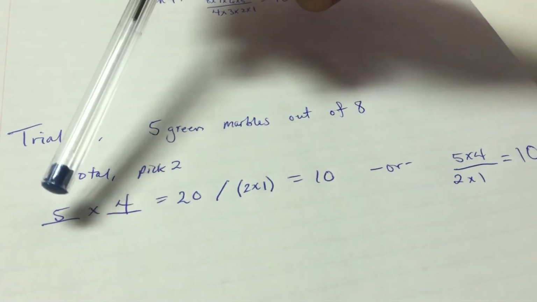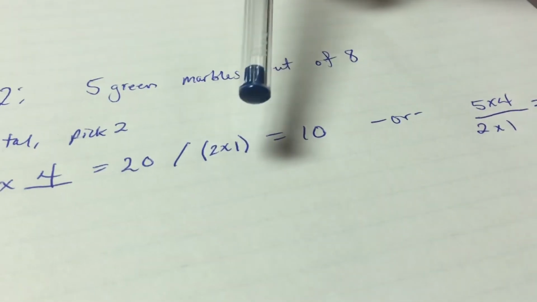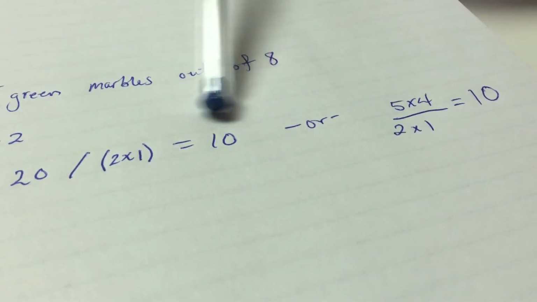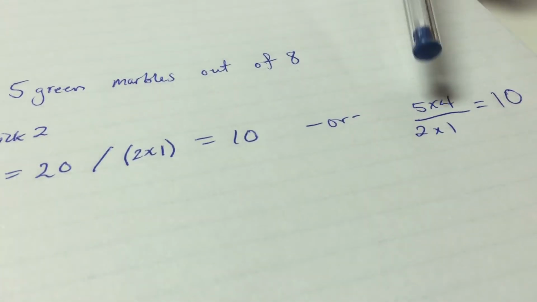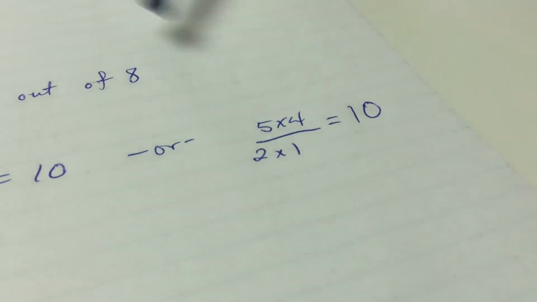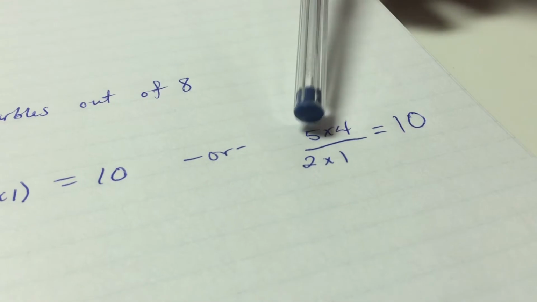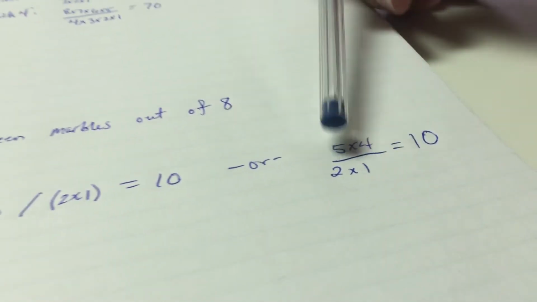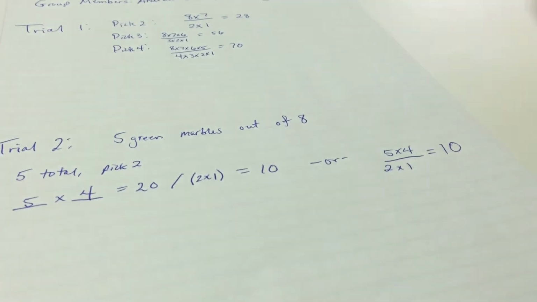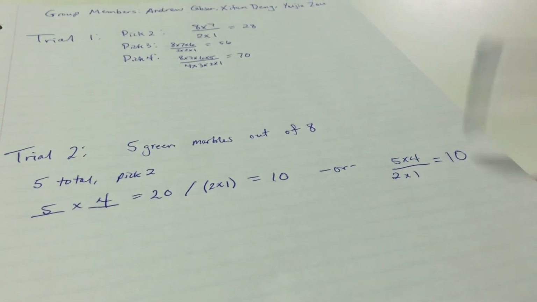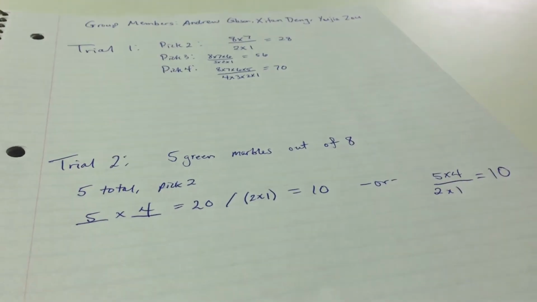So the math goes as follows: 5 times 4 equals 20, divided by 2 times 1, equals a total of 10 possibilities for picking 2 green marbles out of the 5. The other math, as listed above, is 5 times 4 divided by 2 times 1. The 5 times 4 comes from the sample size of 5 picks and 4 options, divided by the number of replications, for a total of 10 possible outcomes of picking 2 out of 5.